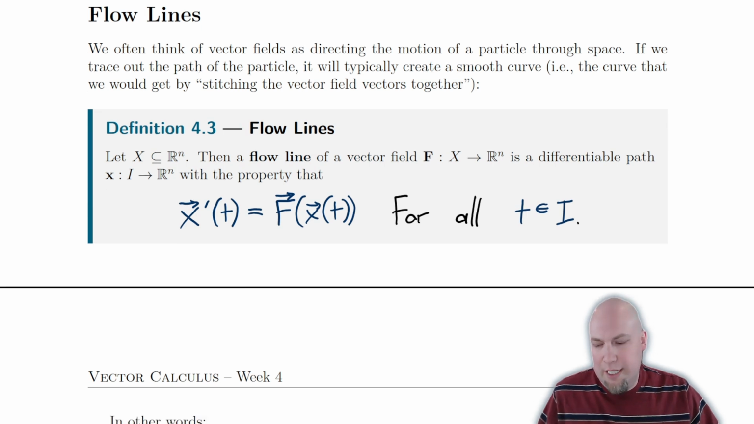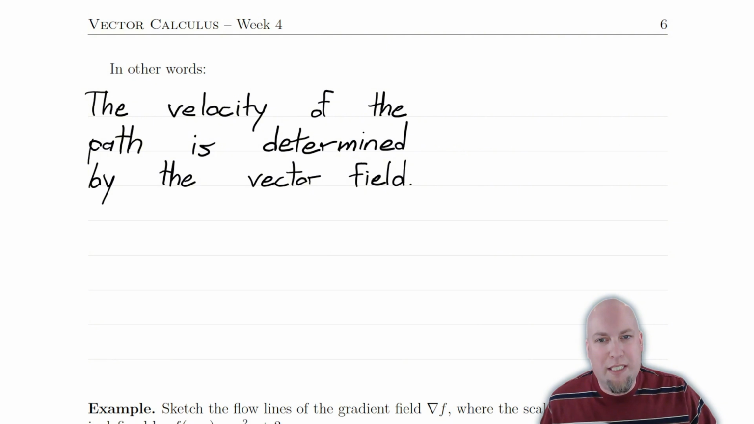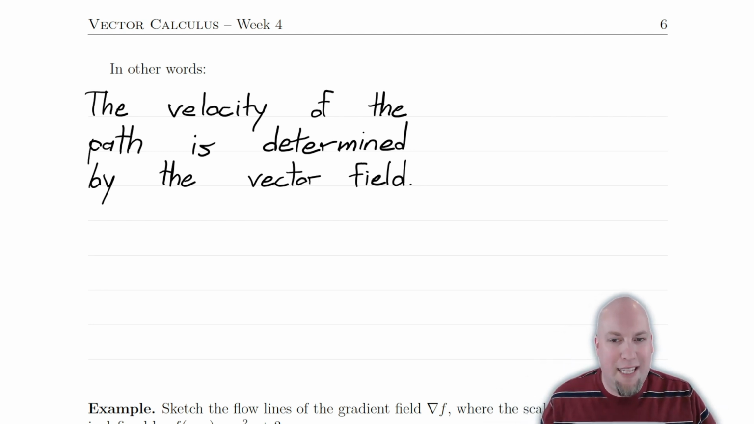Okay, so how to think about this is just reading that in words. The velocity of the path is determined by the vector field. The velocity of the path is the vector field at that point.